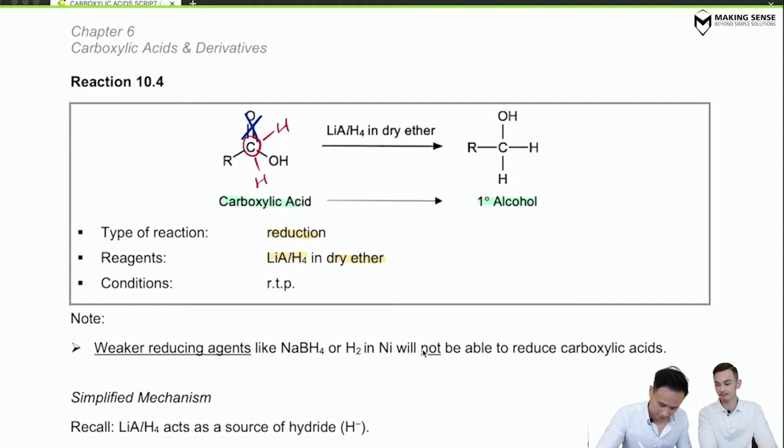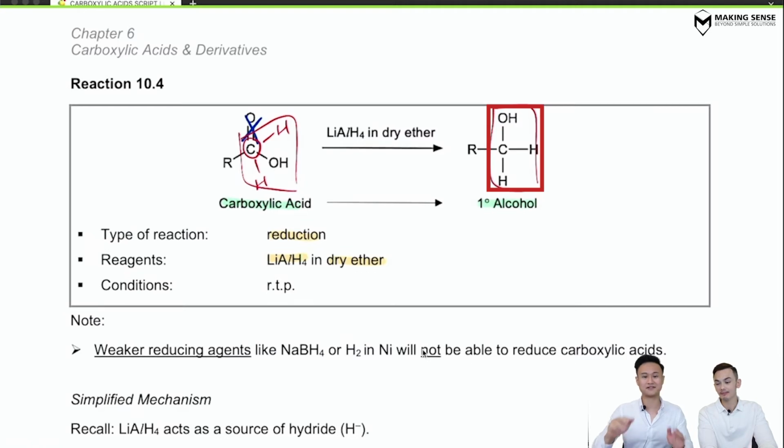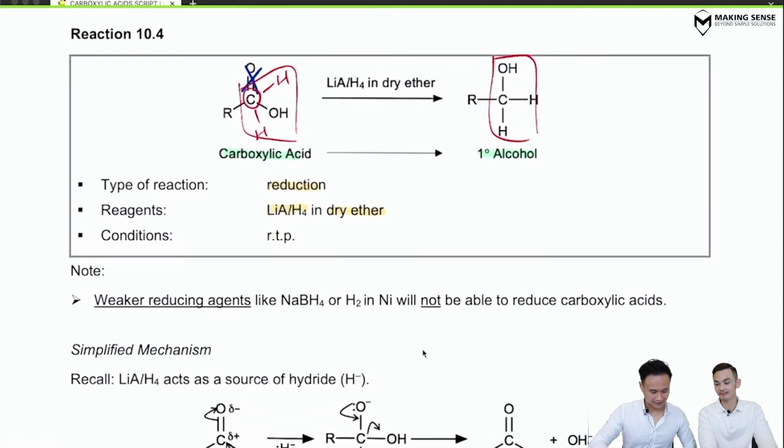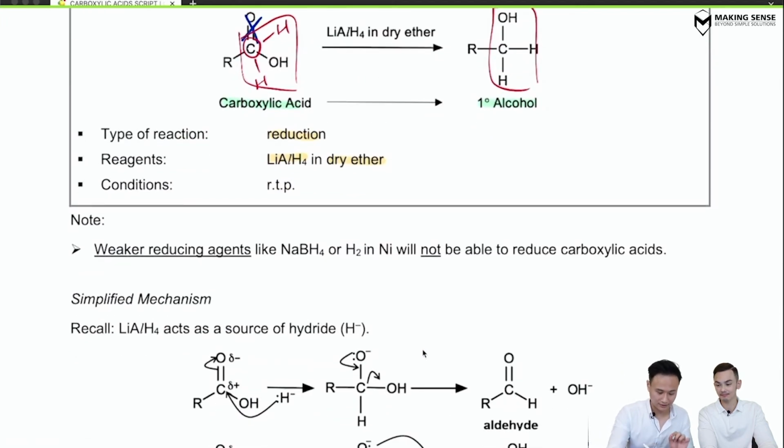That is exactly how I form my primary alcohol. Okay, that's it. So this is a very simplified mechanism on how to reduce a carboxylic acid into a primary alcohol. And take note, this is important. You need to make sure the reagent that you use is a very strong reducing agent, lithium aluminum hydride in dry ether. Okay, this reducing agent is so strong.